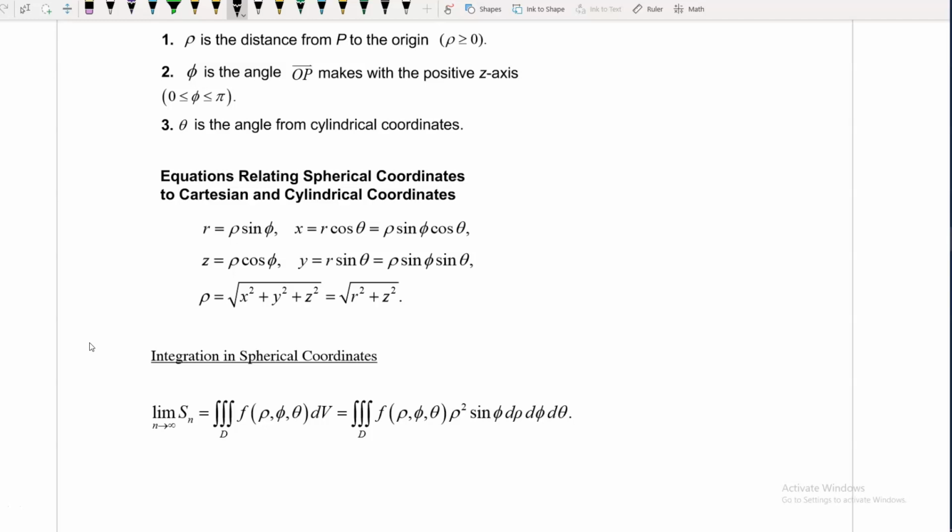And here we have integration in spherical coordinates, and this limit of S_n is equal to the triple integral over D of f of rho, phi, theta dV. It is equal to the triple integral over D of f of rho, phi, theta, rho squared sine phi d rho d phi d theta.